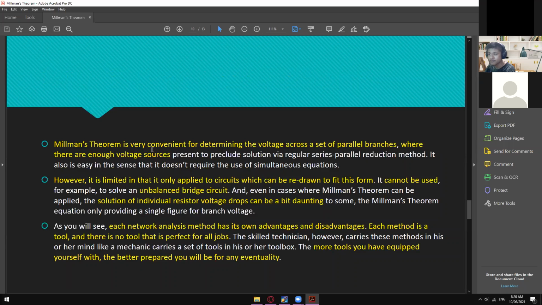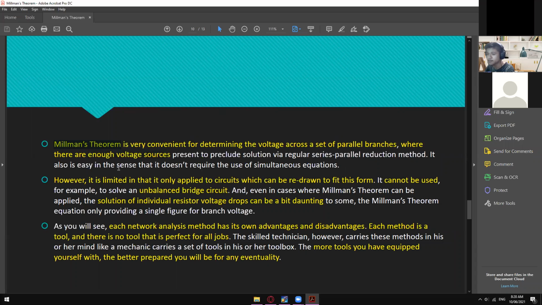Millman's theorem is very convenient for determining voltage across a set of parallel branches where there are enough voltage sources. So if you see that there are at least two voltage sources, you might want to consider using Millman's theorem. But if there is only one, then this one is not applicable. And there are examples present to proceed with a solution by the regular series-parallel reduction method.